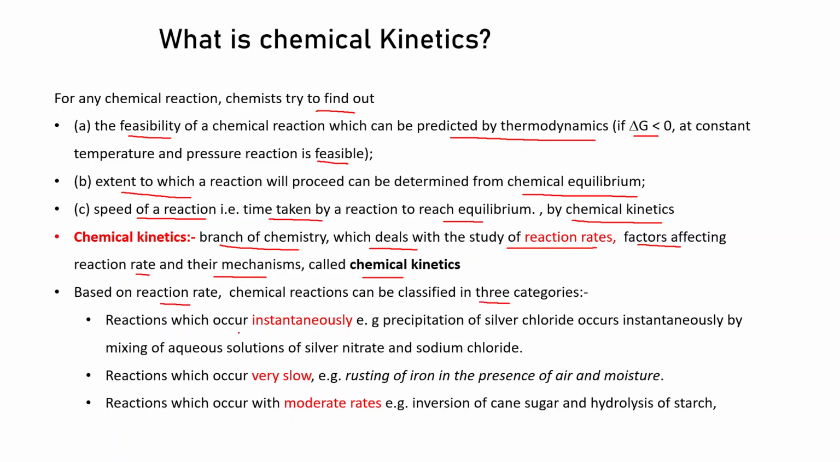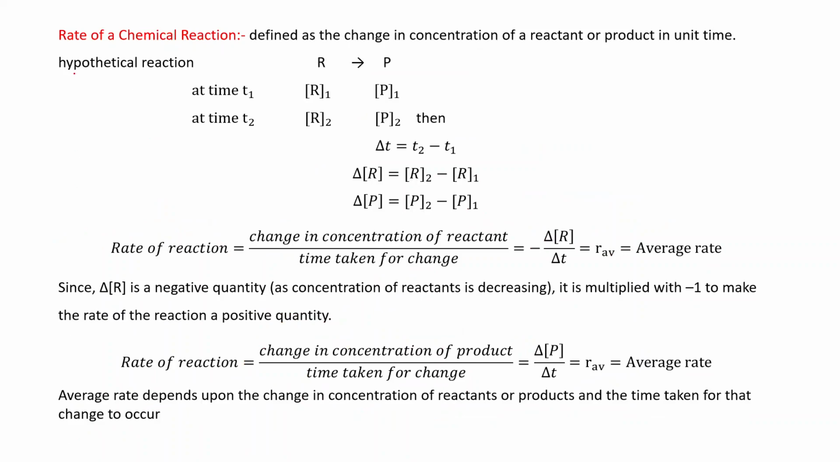First one is reactions which occur instantaneously, that is instant reactions, like precipitation of silver chloride, which occurs instantaneously by mixing aqueous solutions of silver nitrate and sodium chloride. Next, reactions which occur very slowly, like rusting of iron in the presence of air and moisture. Next one is reactions which occur with moderate rates, like inversion of cane sugar and hydrolysis of starch. Clear?